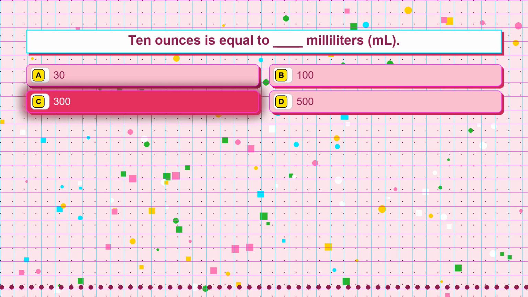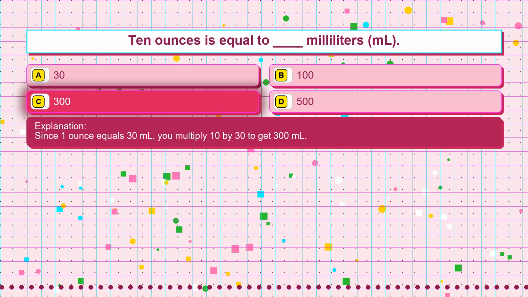The correct answer is option C. 300. Since 1 ounce equals 30 mL, you multiply 10 by 30 to get 300 mL.